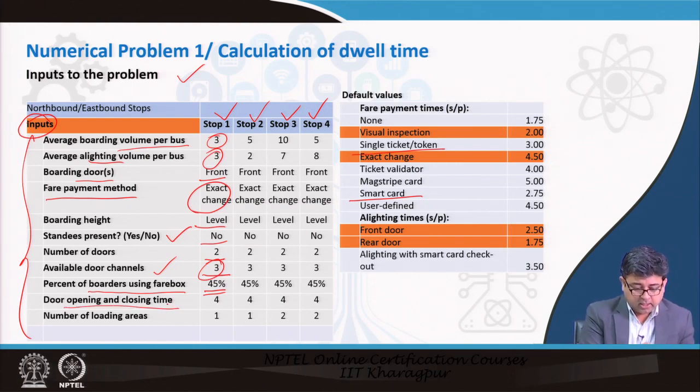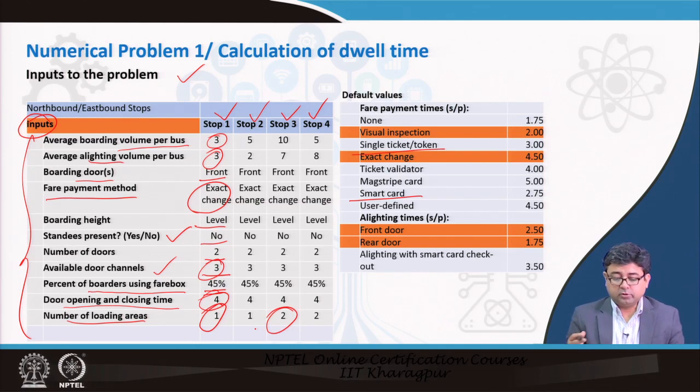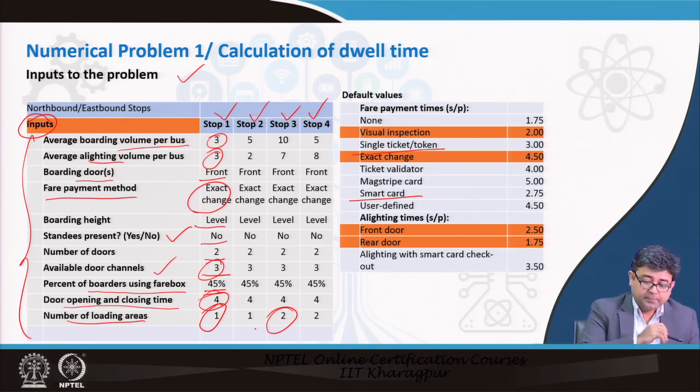Last two ones are door opening and closing time. So, there may be a few seconds that go into the door opening and closing, and the number of loading areas. So, remember a bus stop may have only one loading area, or it may sometimes have two loading areas back to back, right. So, there may be one or two loading areas. So, these are all the inputs that are needed.